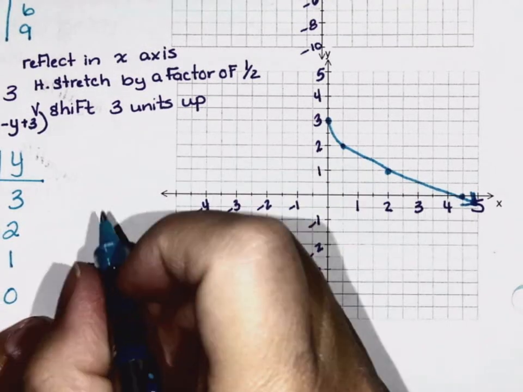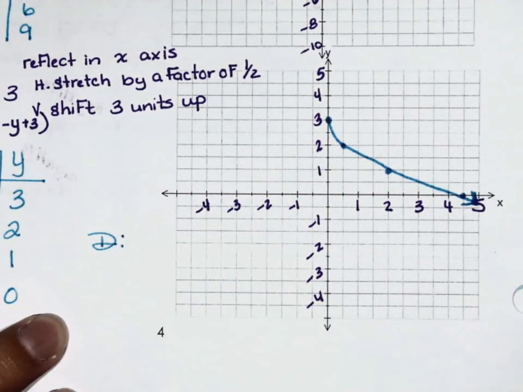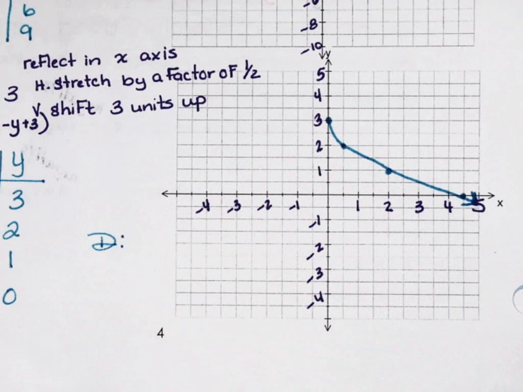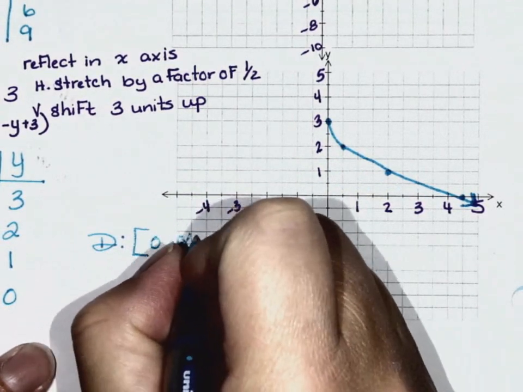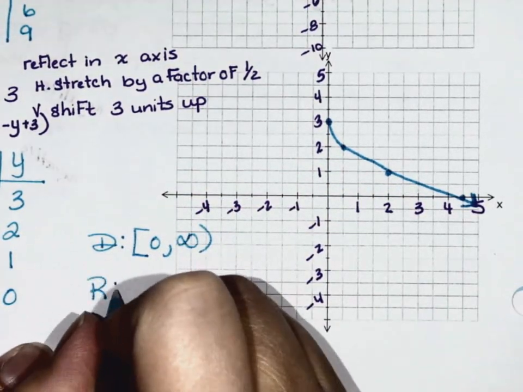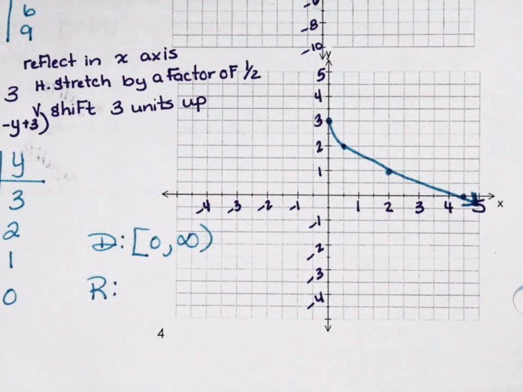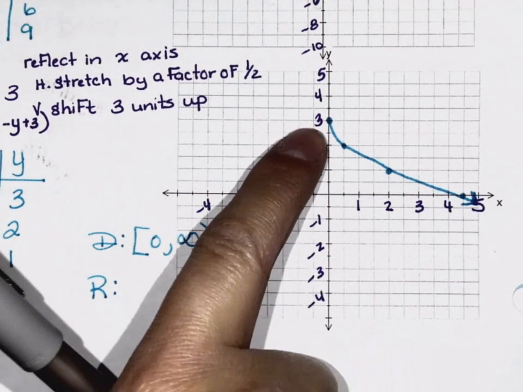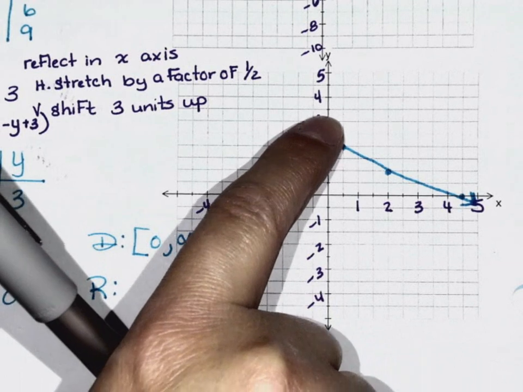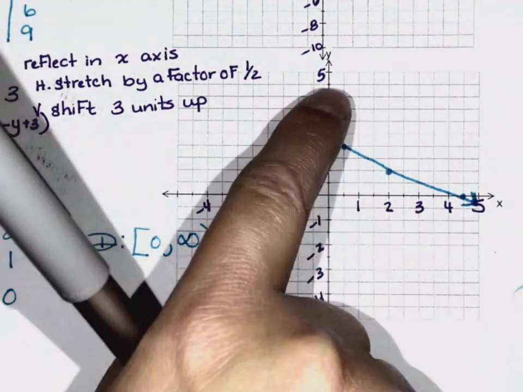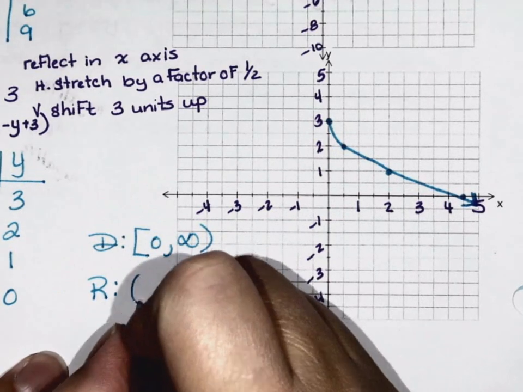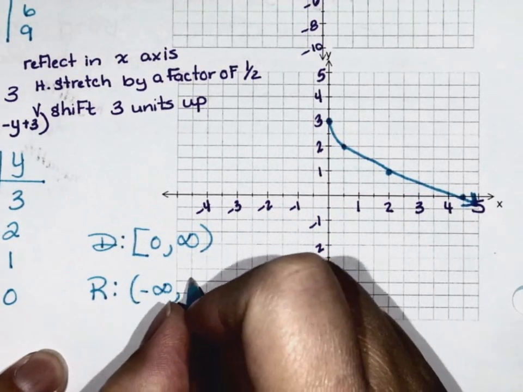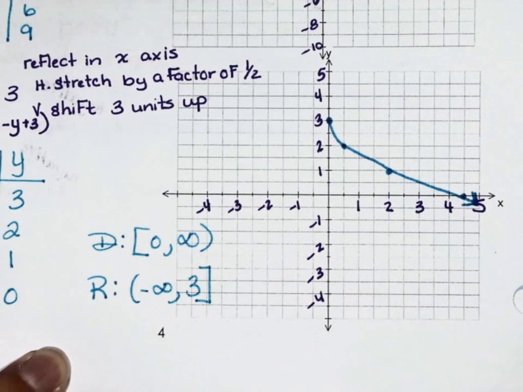All right, let's look at this graph. So the domain on this graph, where are we going? Inclusive is 0 to positive infinity. And the range? Right. So even though we see the 3 first, we know that it's going down. So we have to start with the lower limit. So negative infinity to 3, and that's inclusive.